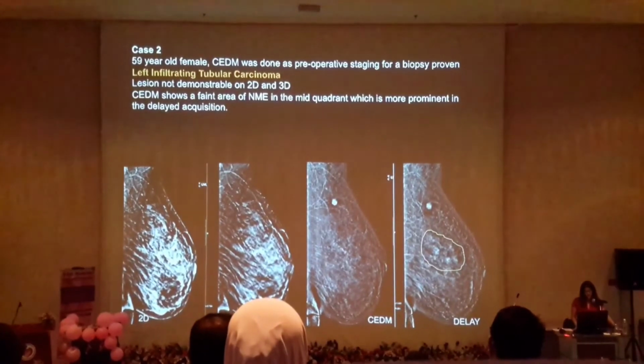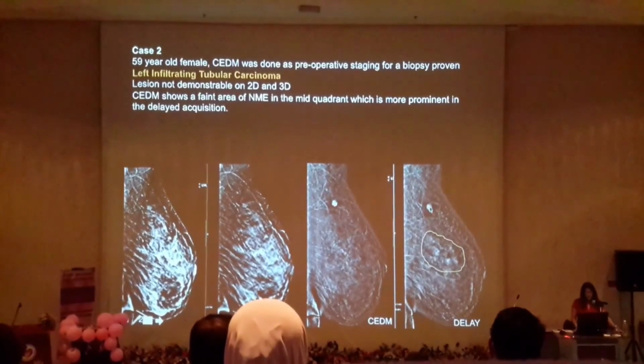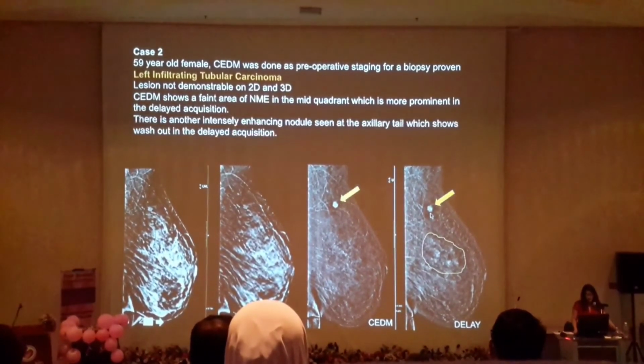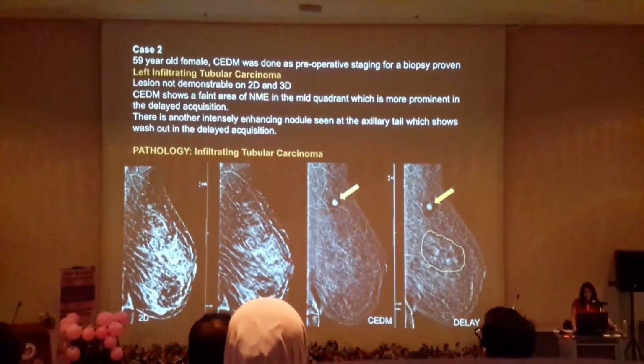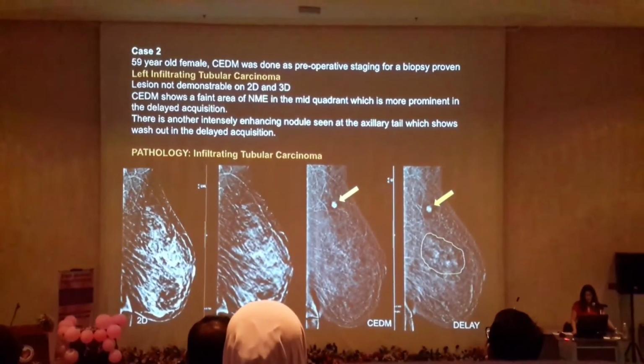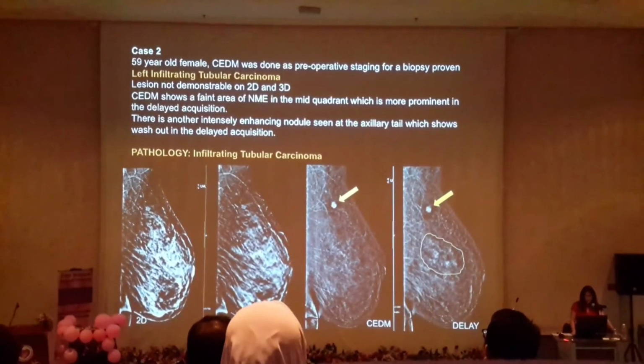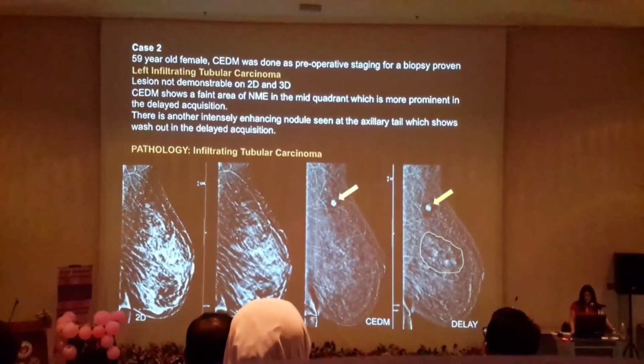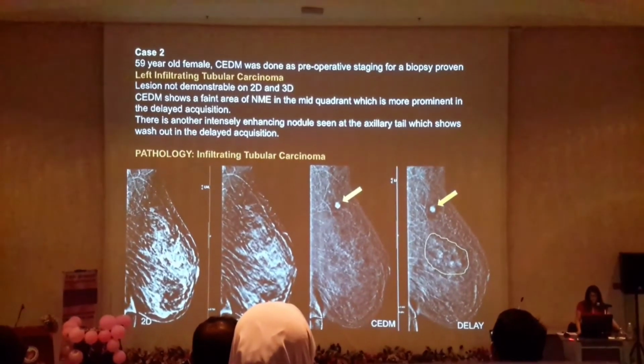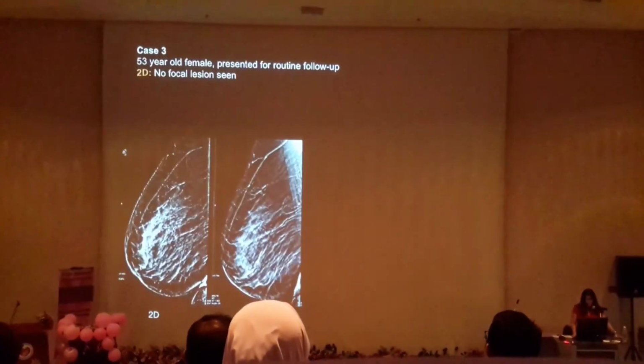So we immediately took her down to the ultrasound machine, identified this lesion, and she had a biopsy done immediately. 2 days later, we received her diagnosis as an infiltrating tubular carcinoma. What was going to be a breast conservation surgery for her turned out to be a mastectomy. So we changed the management of this image.